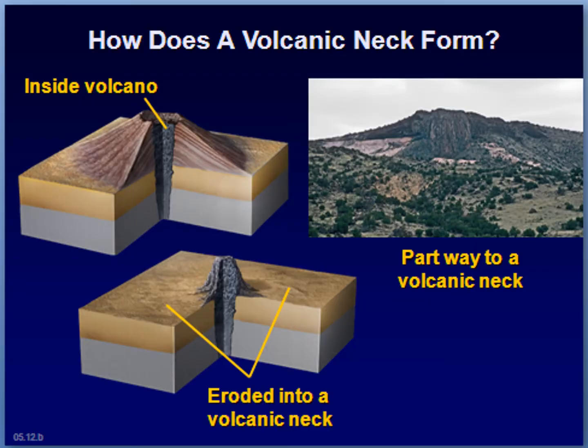This is just a little drawing trying to show how a volcanic neck forms. Of course, this is after the volcano has gone extinct, and then the material that made up the flanks is a little bit easier to erode, so it erodes away and leaves behind what was in the volcanic neck long ago.